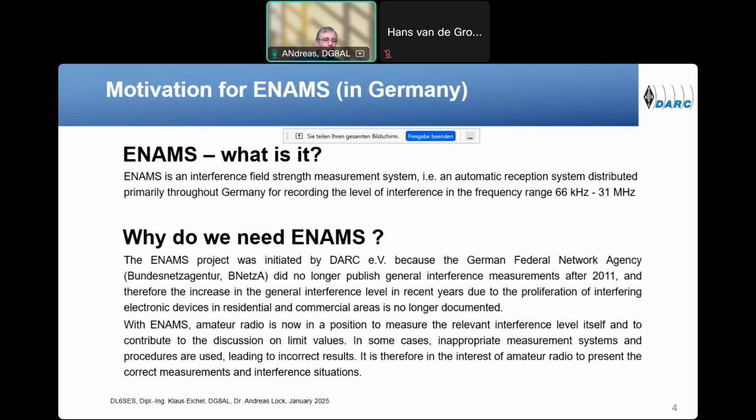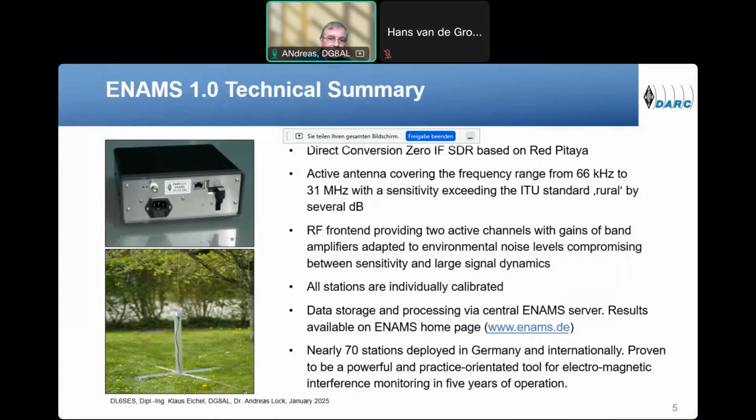So, and now with ENAMS, amateur radio is in a position to measure the relevant interference levels itself and can contribute to the discussions, because we found out that in some cases improper measurement systems and procedures were used leading to incorrect results. And therefore, it's in interest of amateur radio that we can present correct measurements and the correct knowledge about the interference solutions, and can discuss it further.